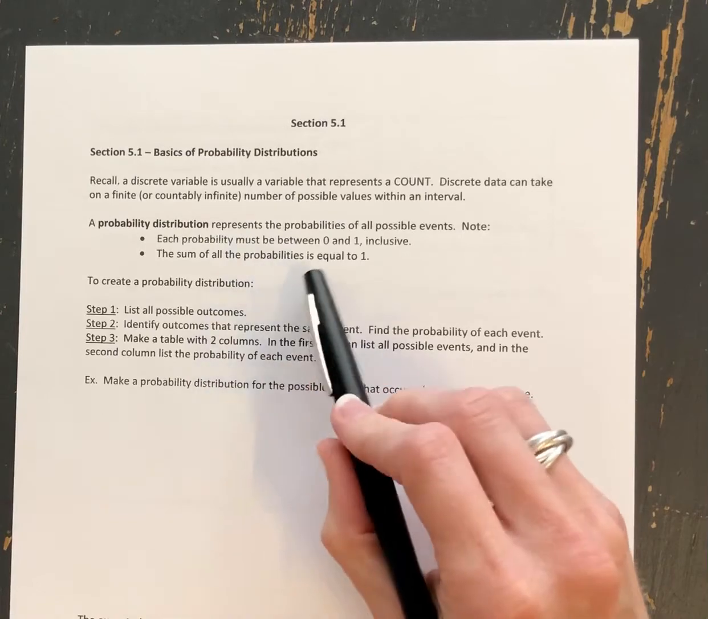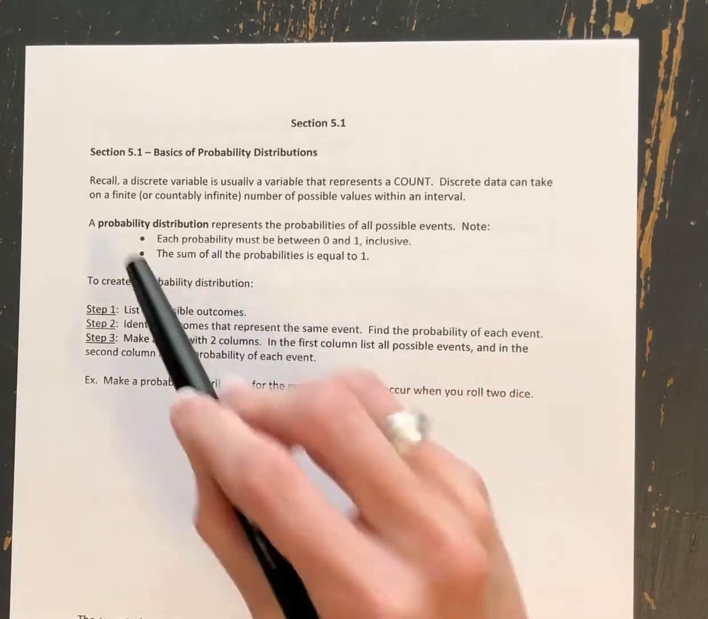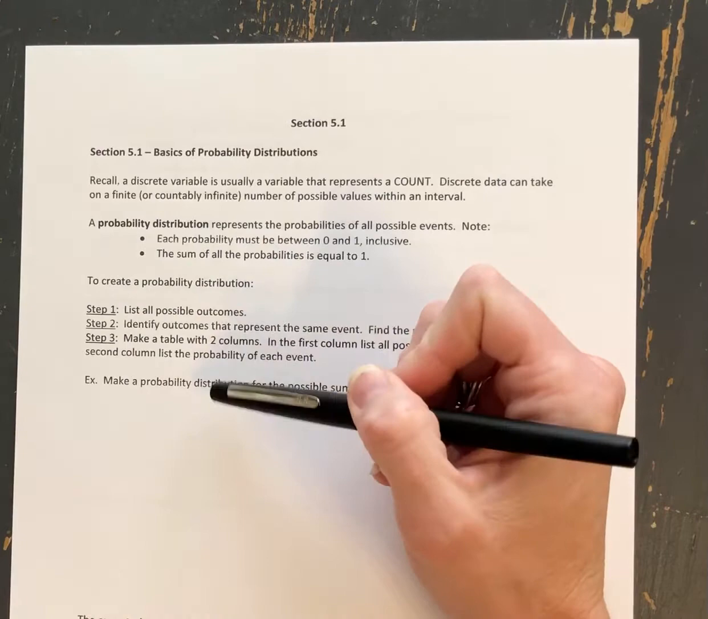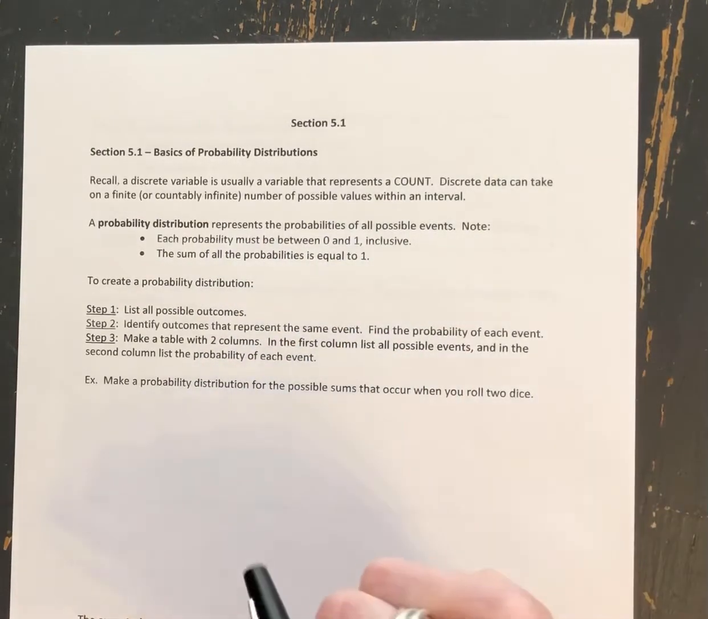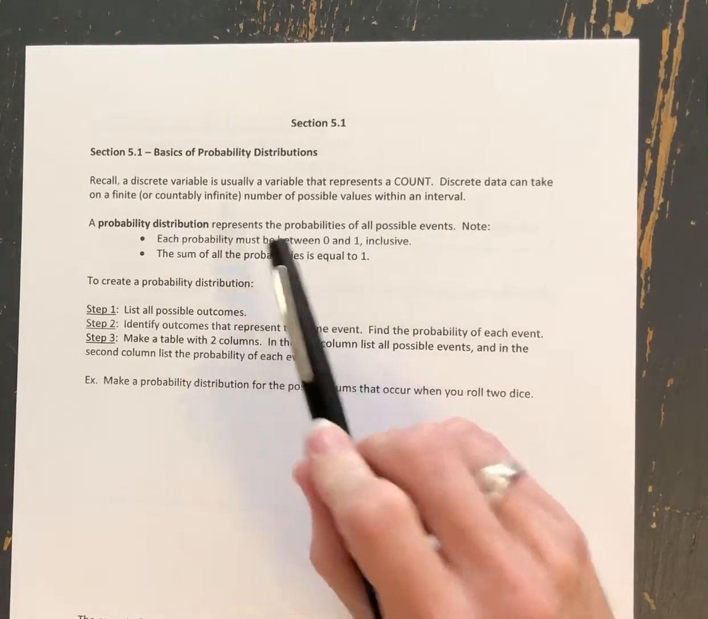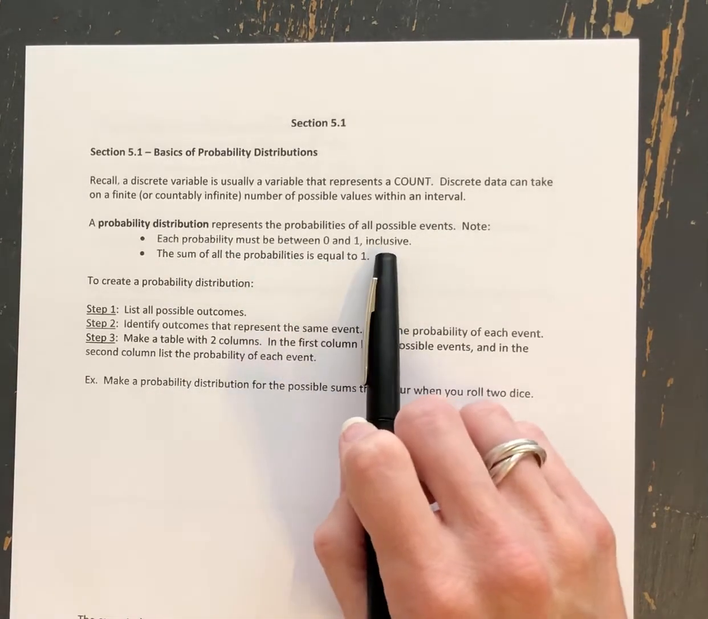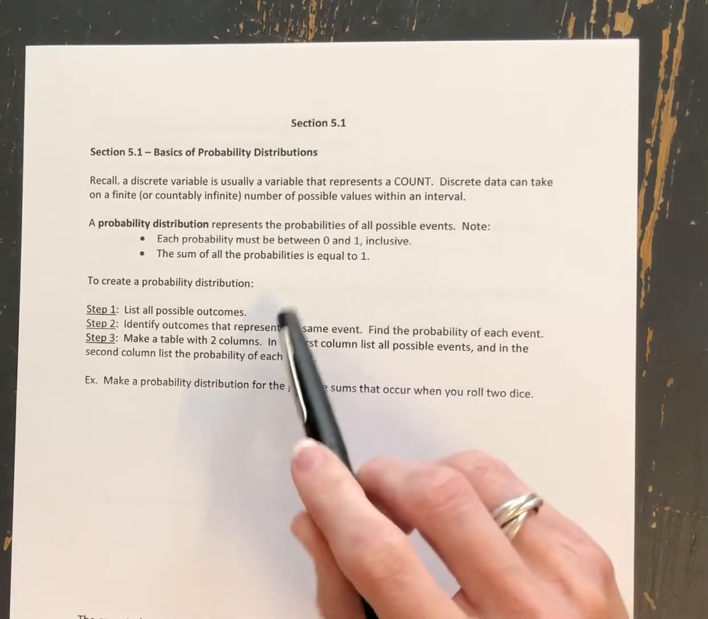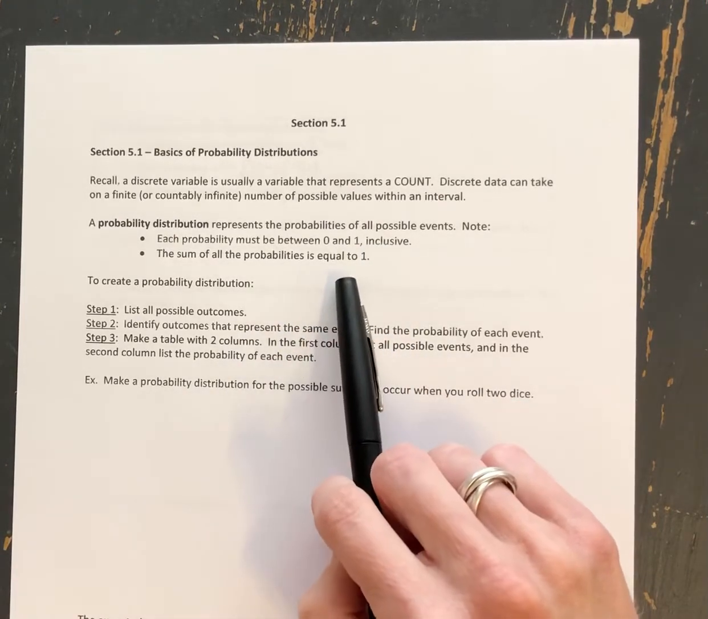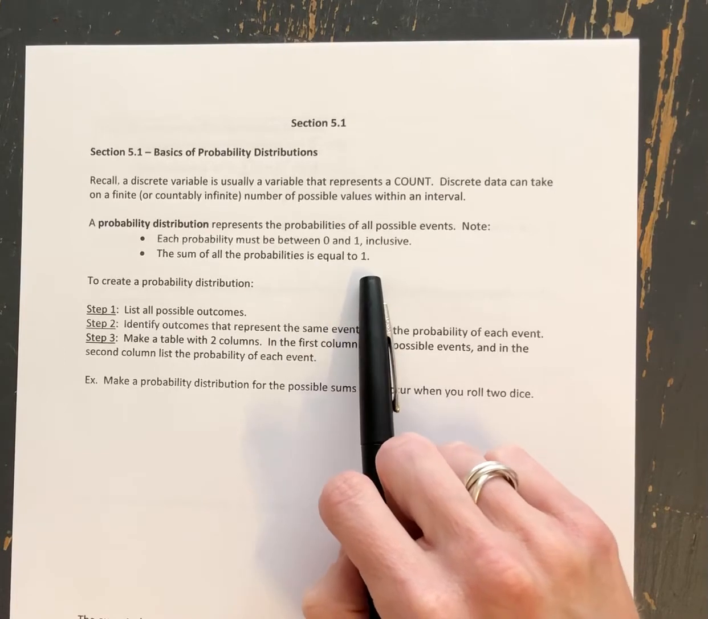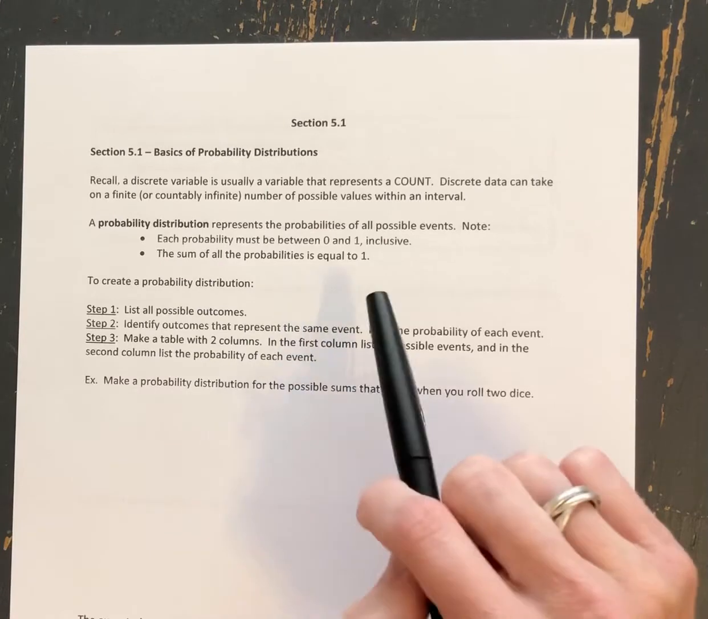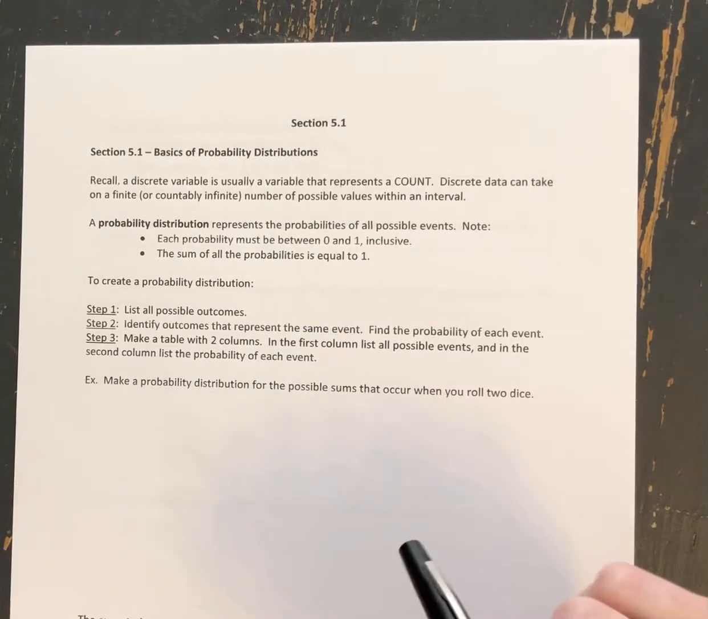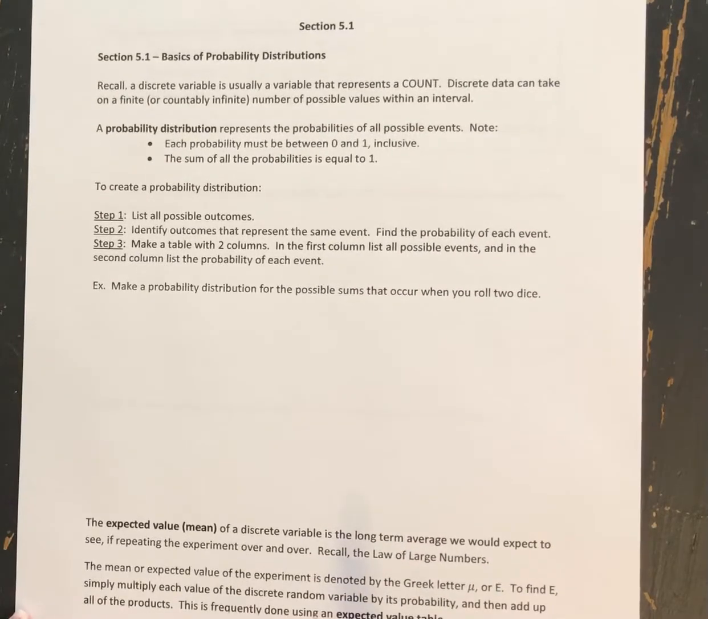Basically, a probability distribution means we list each possible outcome and then we list the probability of that particular outcome. As a reminder, probabilities have to be between 0 and 1. We learned that in the last chapter. And the sum of all possible probabilities must equal 1. So if we look at every possible outcome, the sum of those probabilities for each outcome has to be 1. So we're going to go ahead and start with an example of creating a probability distribution.